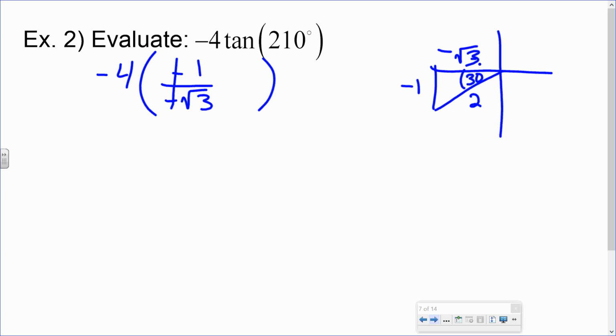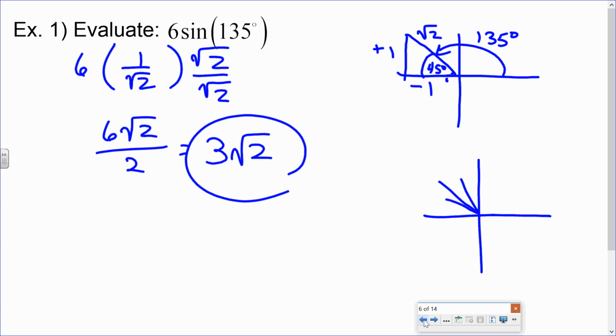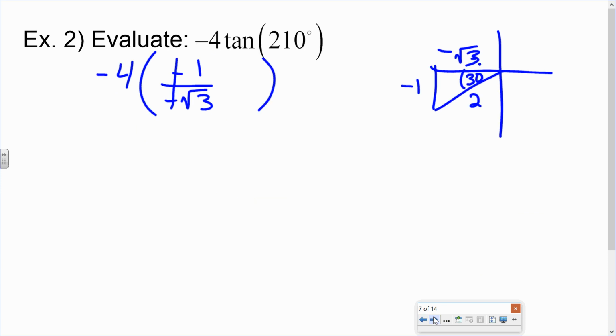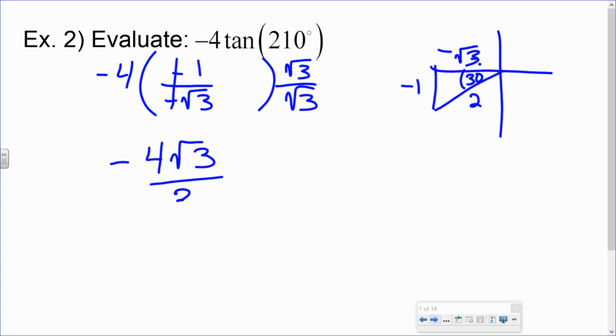And so, does that make sense? Is tangent supposed to be positive in that quadrant? All students take. Tangent is the only one that's positive. I didn't verify that on the last one, did I? Was sine positive there? All students. So sine was positive in second quadrant. So those are making sense for us. So that means I have a denominator I need to rationalize. Root 3 over root 3. I have a negative times a positive, so -4 root 3 over a regular 3, and I finished that one.